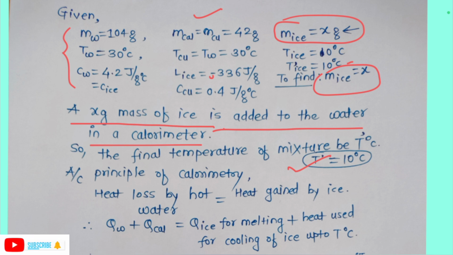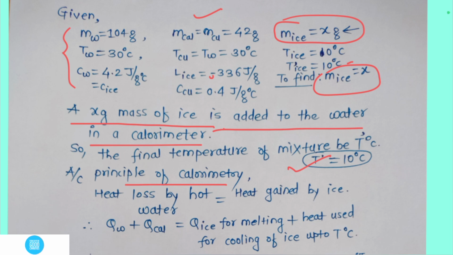Now this is the final temperature for the water, calorimeter and the ice also. According to the principle of calorimetry, we know that when the ice is put into the water, which was the hot body, the hot object, then what will the water do? It will give its heat energy to the ice.